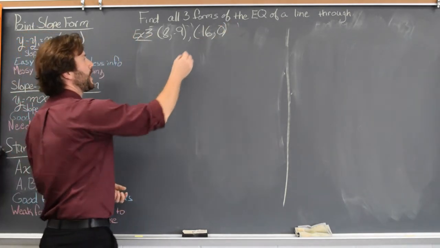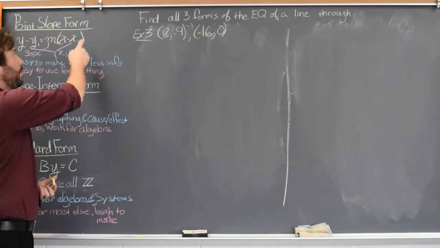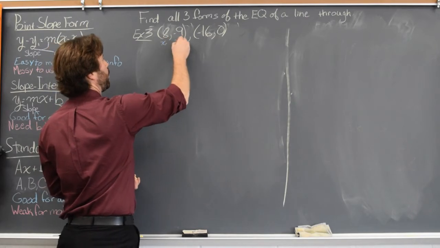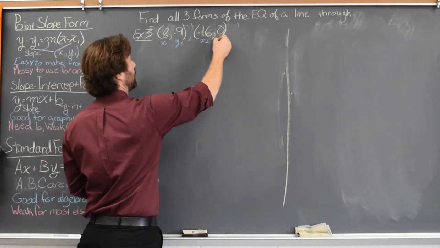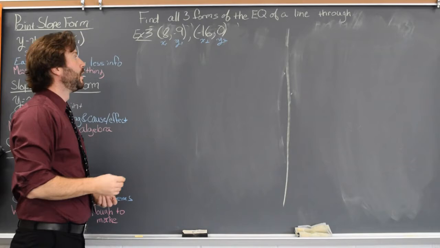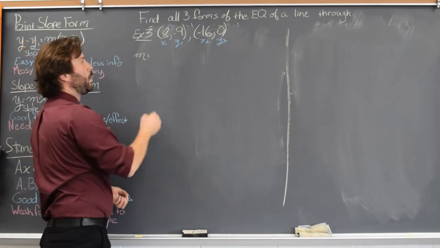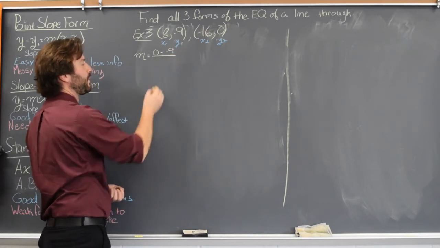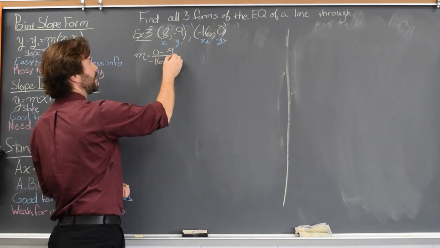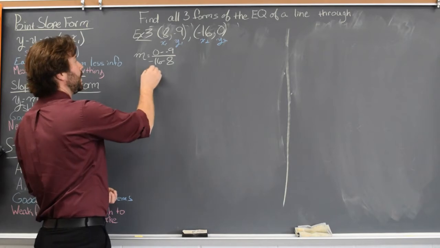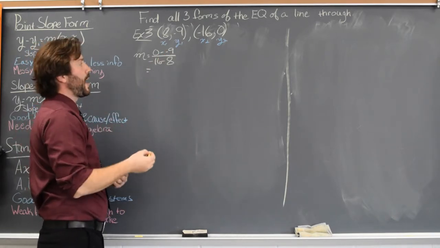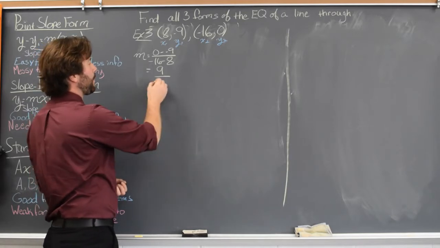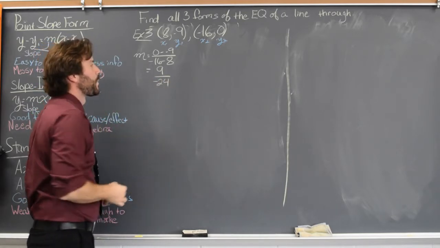Now the very first thing we need to do, if we're going to sub them into point slope form, is find the slope. We need to label our points: x1, y1, x2, y2. Then to find our slope, we do y2 minus y1 over x2 minus x1. Minus a negative becomes plus, so 0 minus negative 9 is 9, over negative 16 minus 8, which is negative 24.